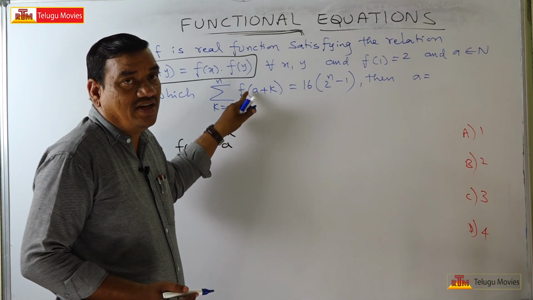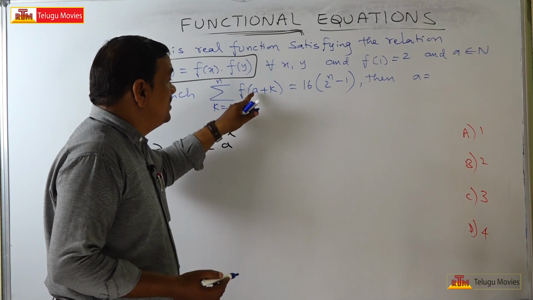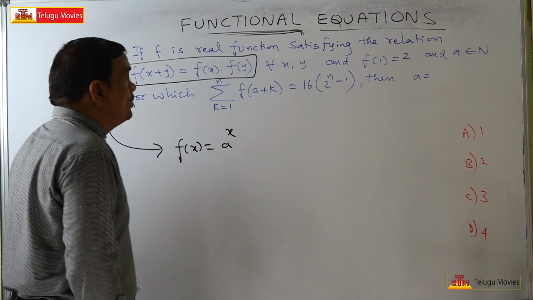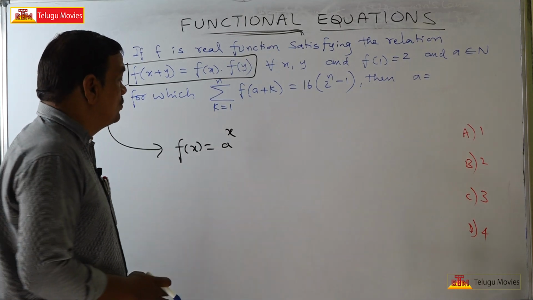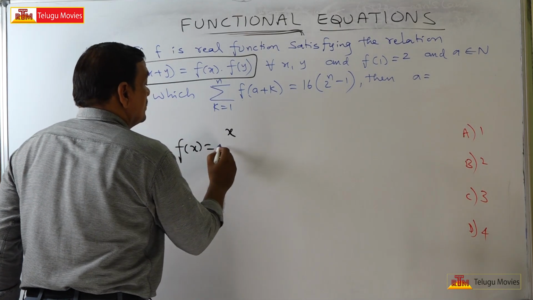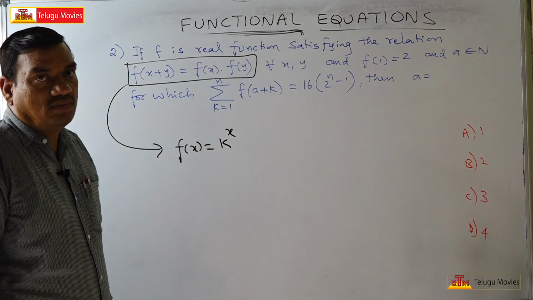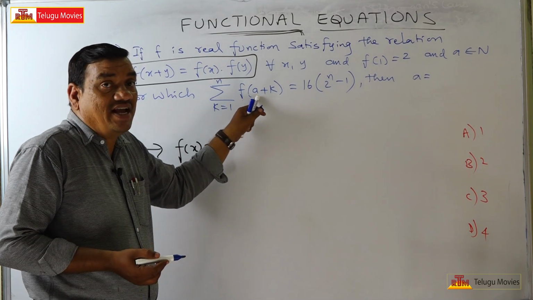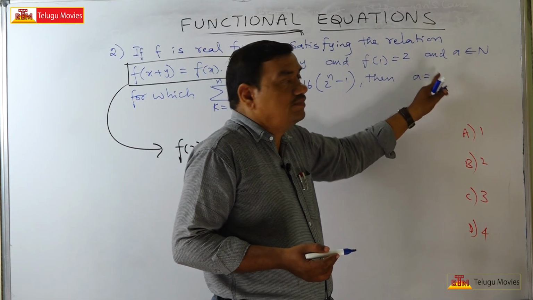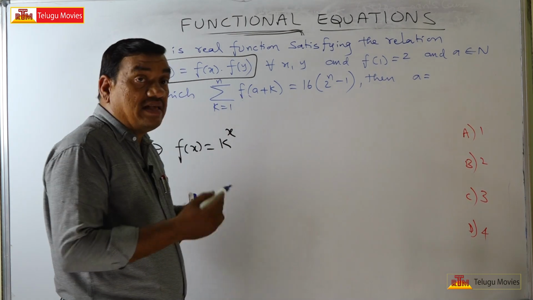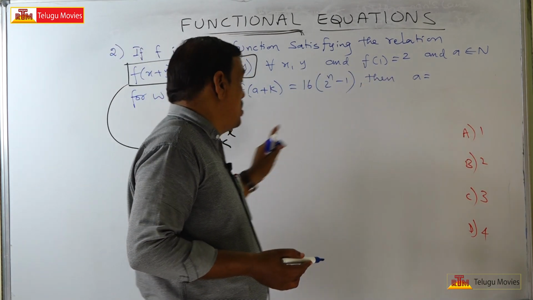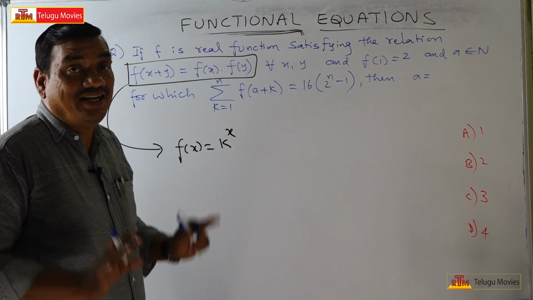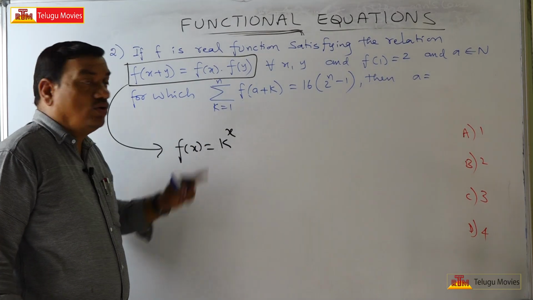Understand, A is already given in the problem. Then this A and this A are both different. To make a difference, let us take it as k. That is the only thing you remember. So f of x is generally a power x, but A is given here and we have to find this A value, not the other A. To make it clear, we will take f of x equal to k power x.